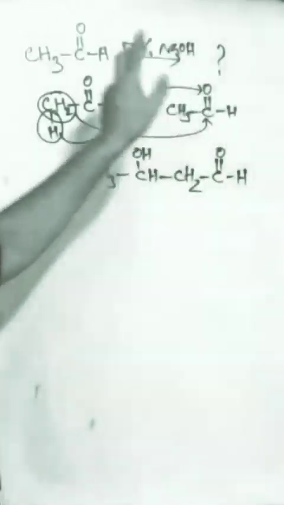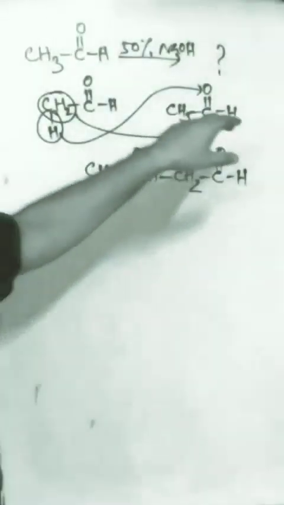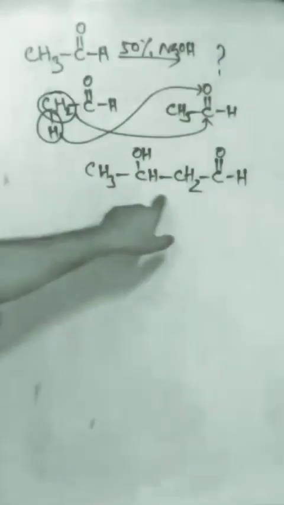What you have to do is the alpha hydrogen shifts to the oxygen of the carbonyl group, and a bond is formed between the alpha carbon and this carbonyl carbon. So this is the product.